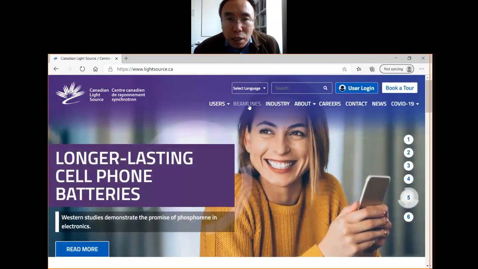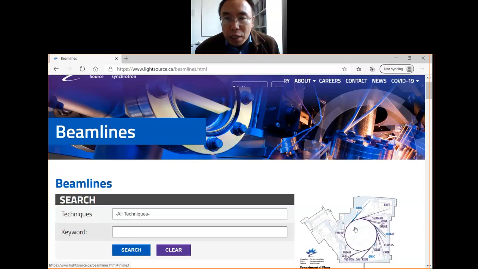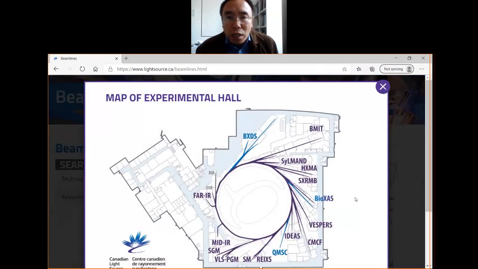Let me see. So here are the beam lines. Here is the drawing of the beam lines. The electron moves in a circular way. The size of this one is maybe 10 or 20 meters. This beam line is called SyLMAND, and it is used for X-ray lithography. The others are used for different purposes.